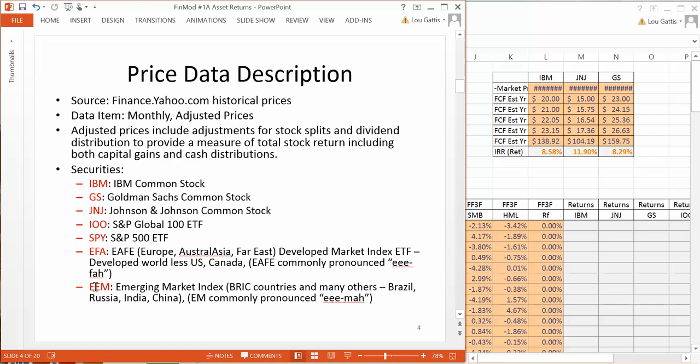And then EEM, which is an ETF that tracks emerging markets. You can think of those as the BRICS, Brazil, Russia, India, China, and many other emerging market countries. So those last two funds, we usually call them EFA and EEM, again, developed market and developing markets.